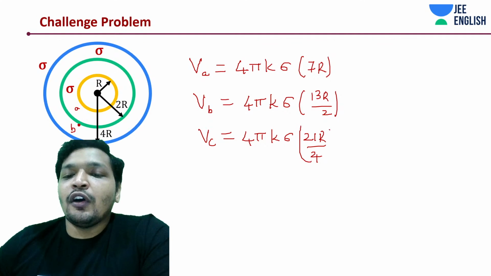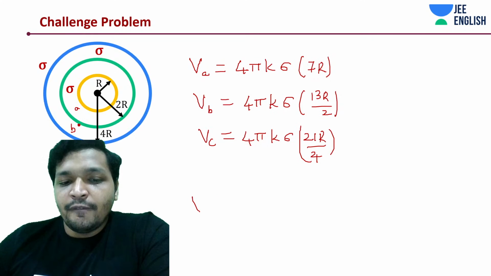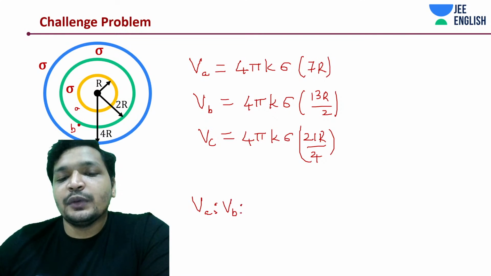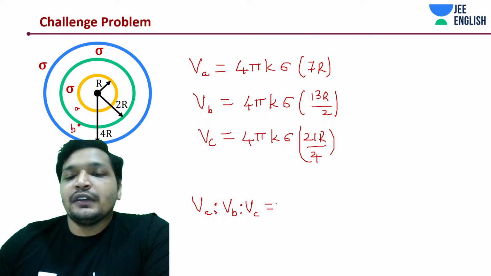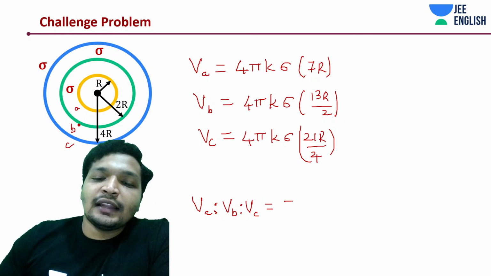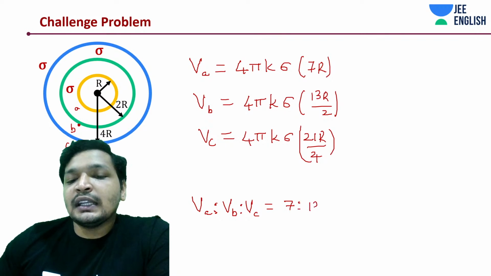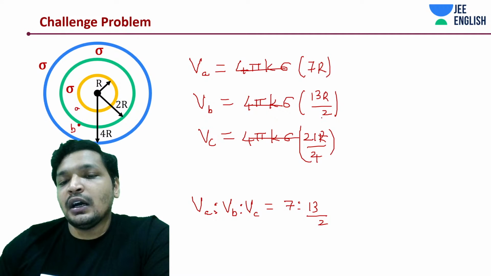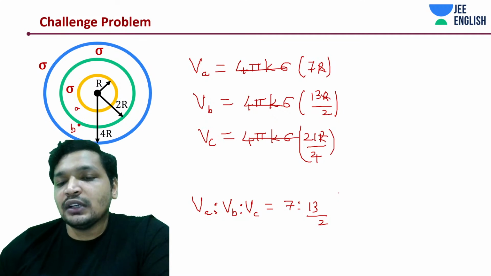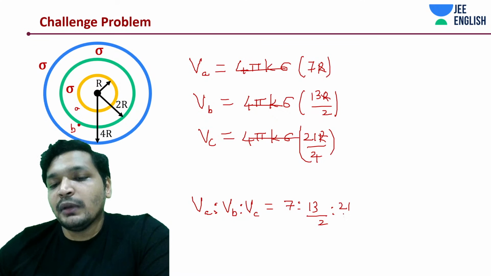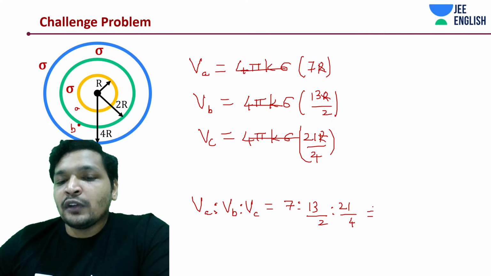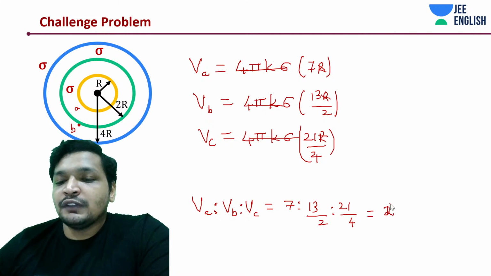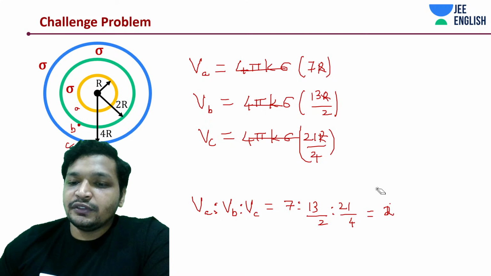Take a ratio of all three of them. VA of course must be greater than VB, must be greater than VC, but these equations were not given in our favor, hence we had to do all the calculations. 13 by 2, the 4 pi K sigma, R, these all would get cancelled out, so you would get something like 21 by 4. Multiply all of them by 4, you would get something like 28. Of course the first value should be larger than the rest of the values.